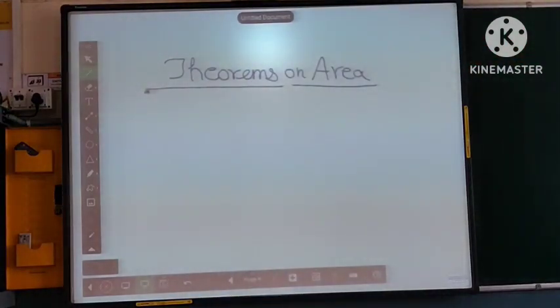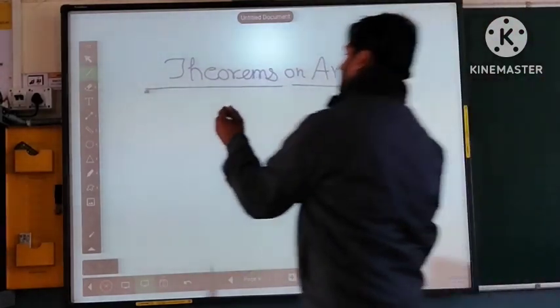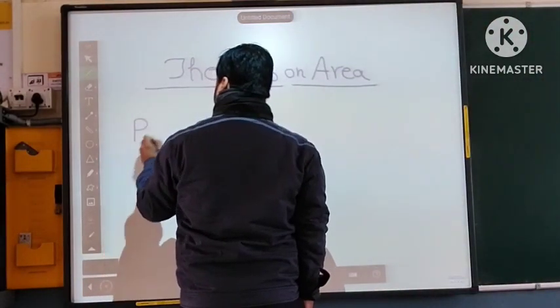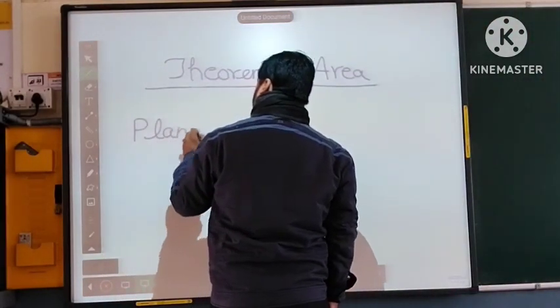Now see theorems on area. First I will talk about theorems on area. If you open the book, it is given on page number 295, theorems on area. First I will write about planar figures.